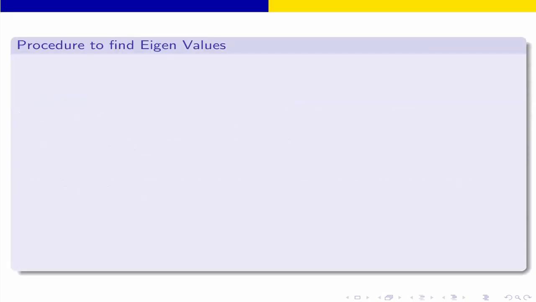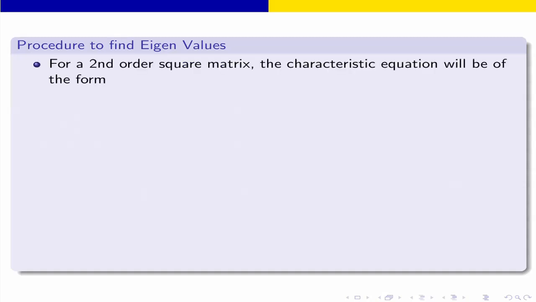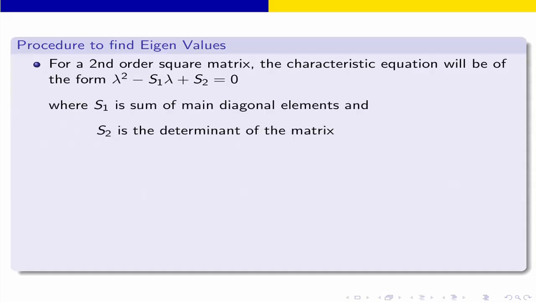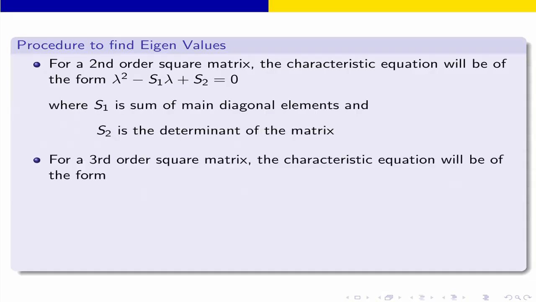So now we go to see the procedure to find eigenvalues. For a second order square matrix, the characteristic equation will be of the form lambda square minus s1 into lambda plus s2 equal to 0. Here s1 is the sum of the main diagonal elements, and s2 is the determinant of the matrix.